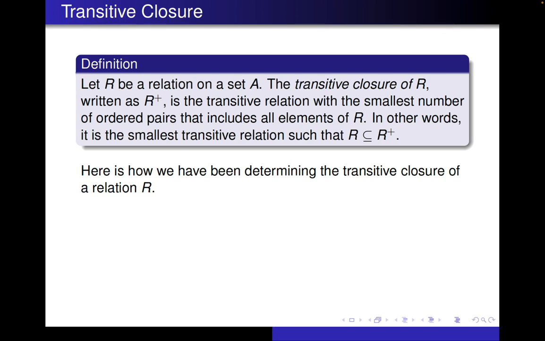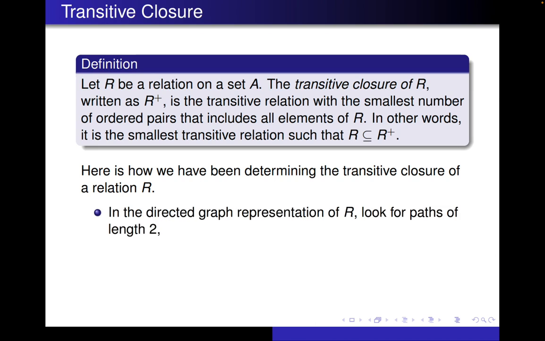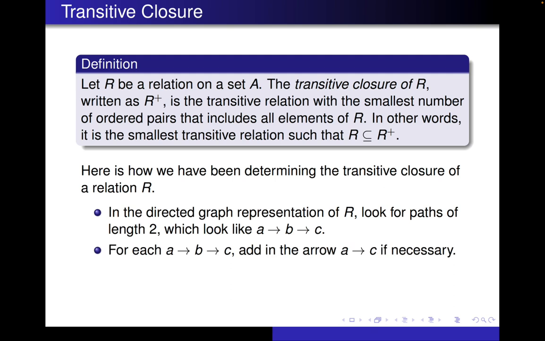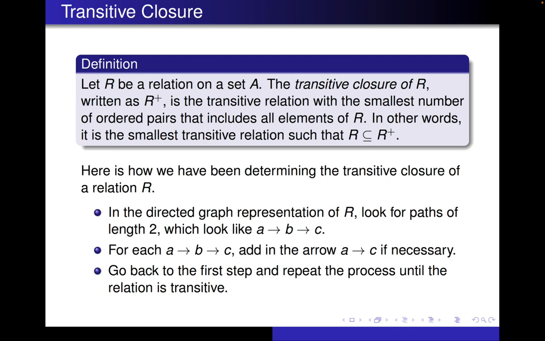So we've had a couple of ways of determining the transitive closure of a given relation. The first one is we take our directed graph representation and look for paths that have length 2. We didn't really describe it like this last time, but what I mean by paths of length 2 looks like this. We have two arrows, one from A to another element B, one from B to another element C, and then we make sure that we draw in the arrow A to C if necessary. If the arrow from A to C is already there, we don't have to draw it again. We just have to draw it in there if it's not there already.